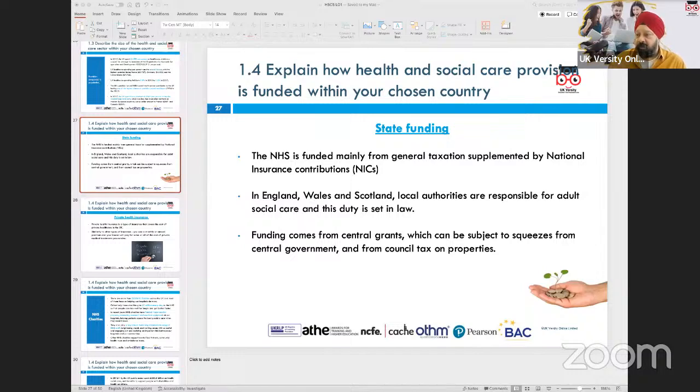For health and social care provision, we look at the National Health Service. Now, this is funded through state funding: we look at national insurance contributions, or NIs as I call it. And some part of that under general taxation is used by the government to fund the NHS. That is what you need to look at.